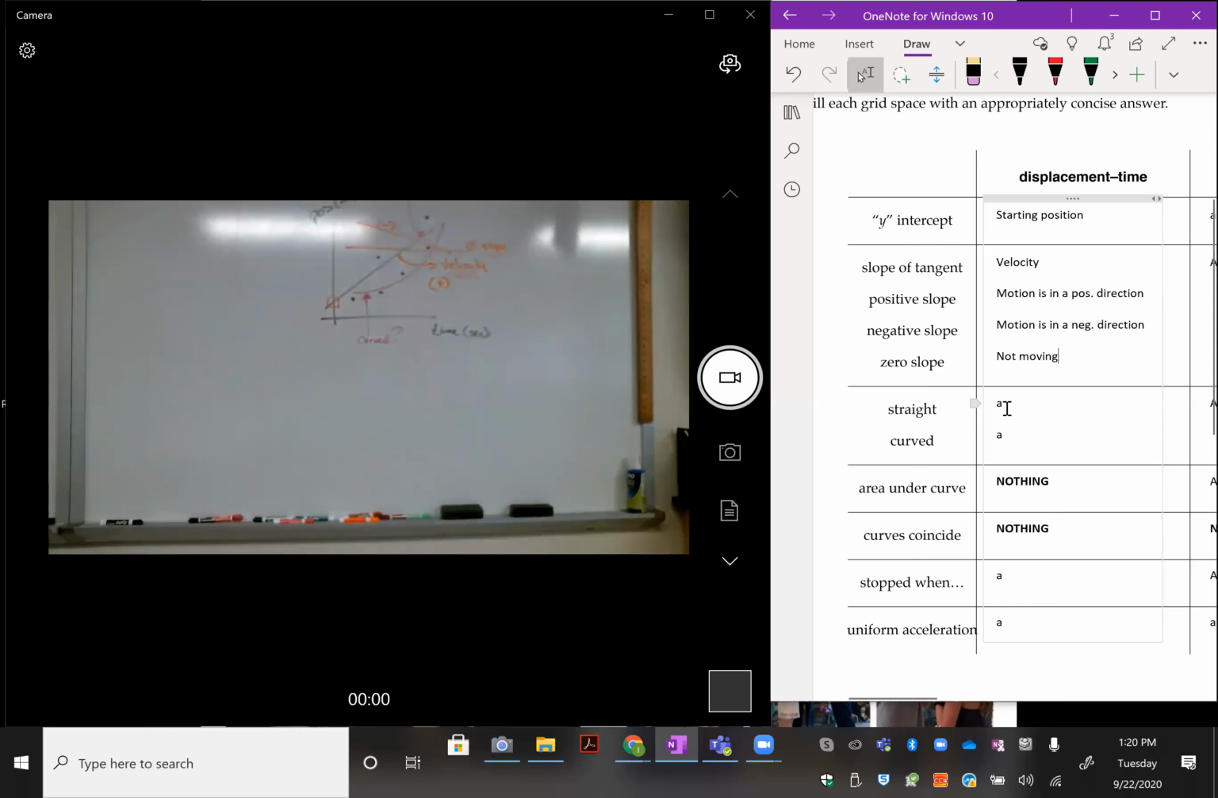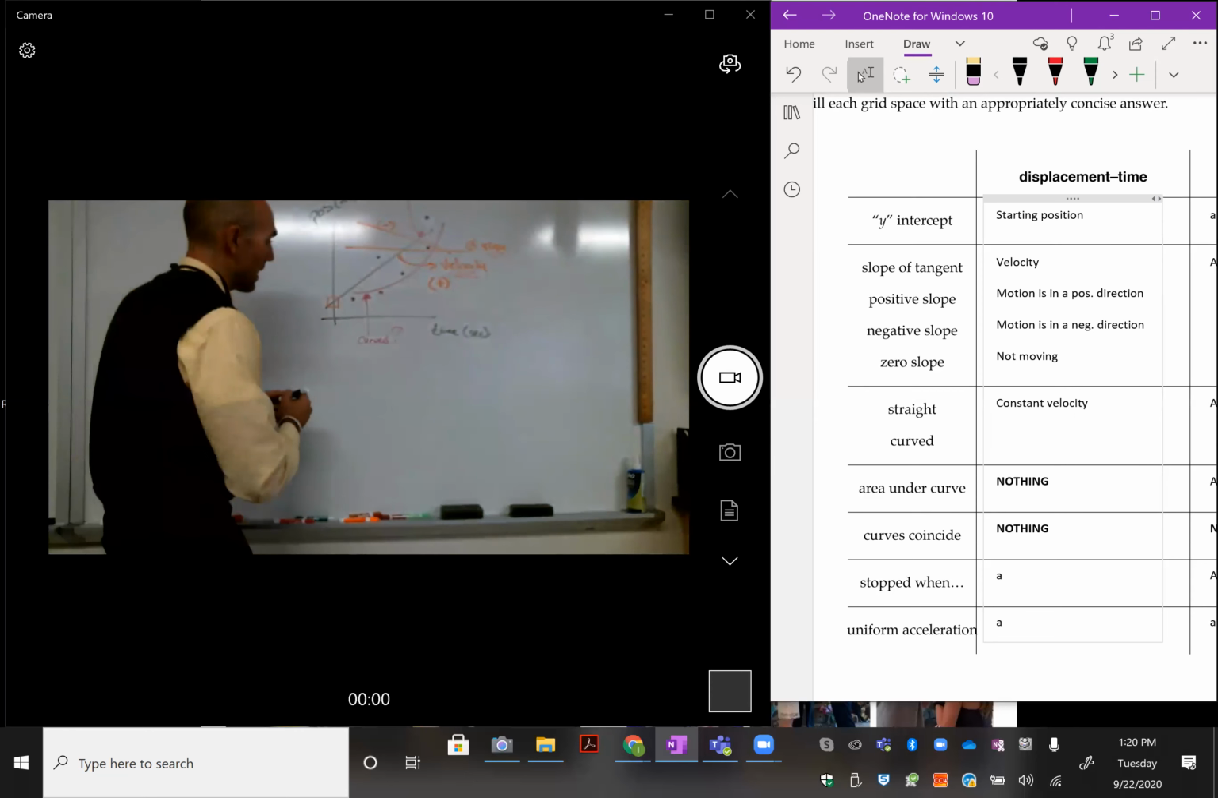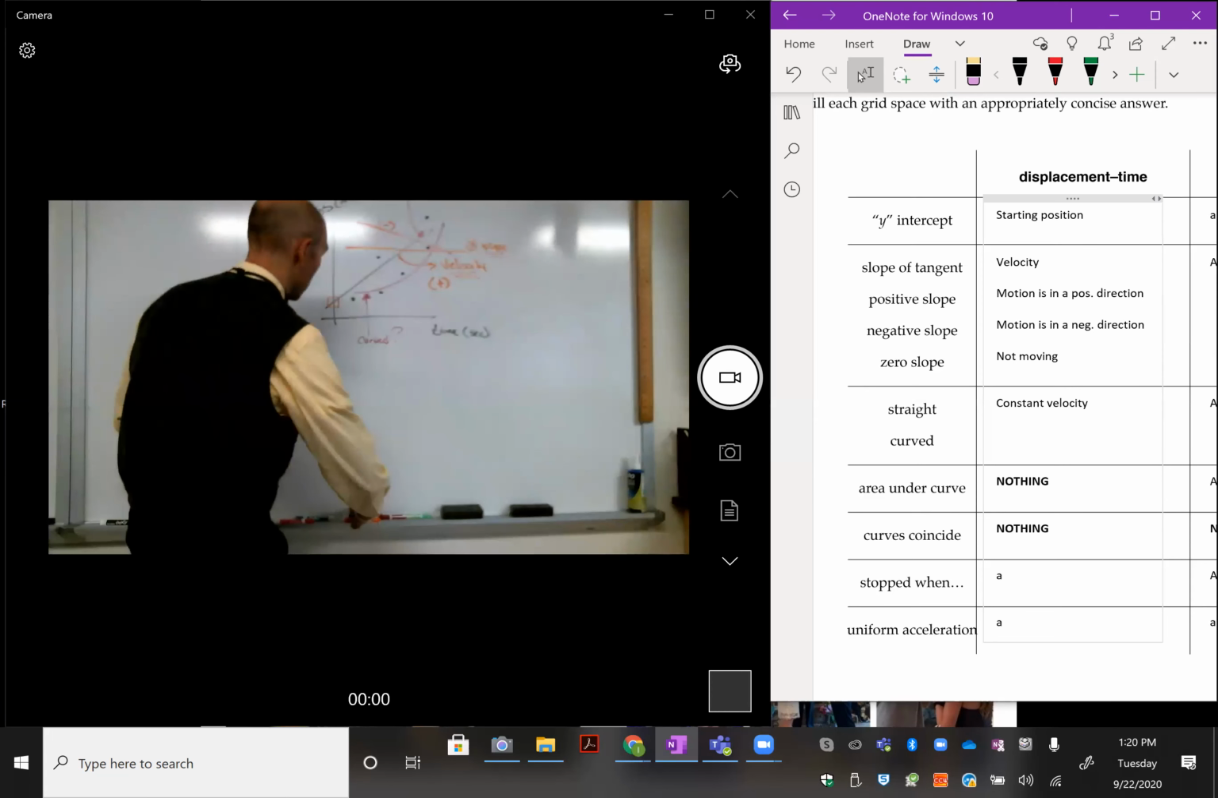When we have a straight line, we have a constant velocity. Now, if the line is curved, we have this curved line here. Let me put the color I don't have to use yet.